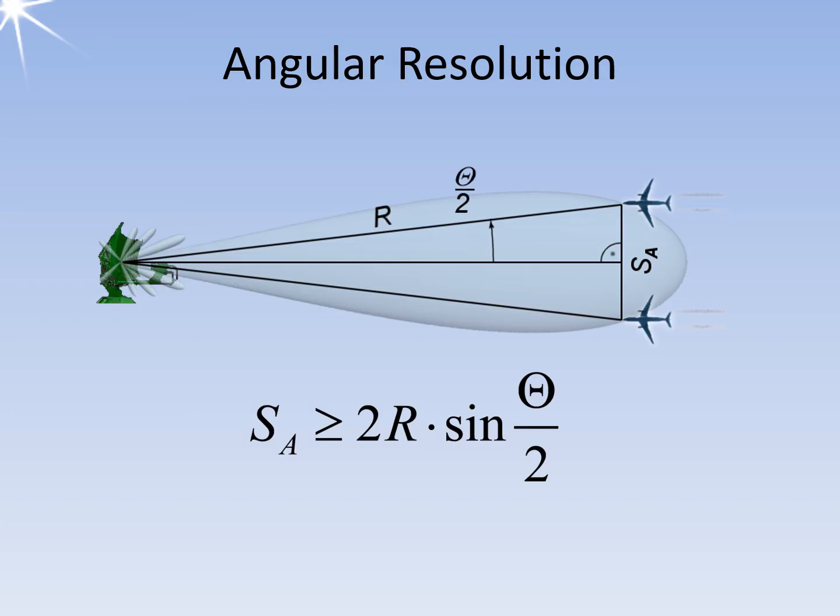Two identical targets at the same distance are, therefore, resolved in angle if they are separated by more than the half-power beamwidth of the antenna. The angular resolution as a distance between two targets may be calculated by trigonometric equation.